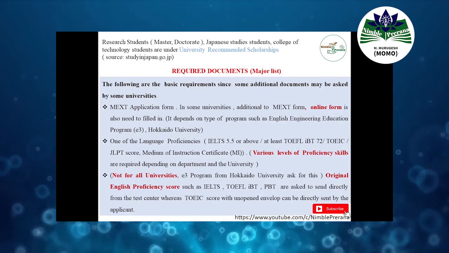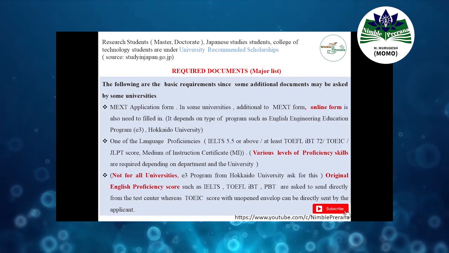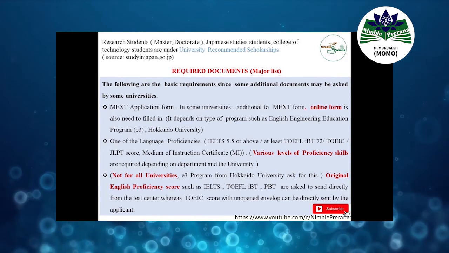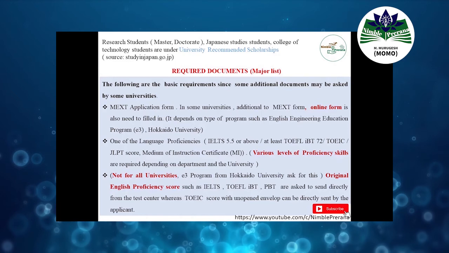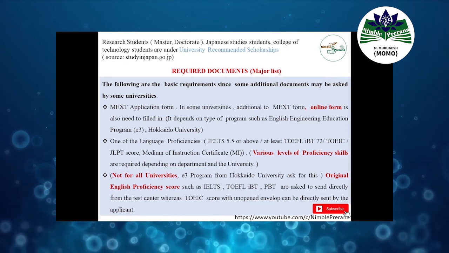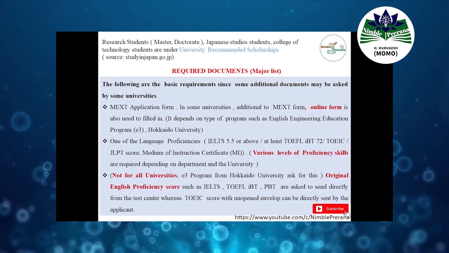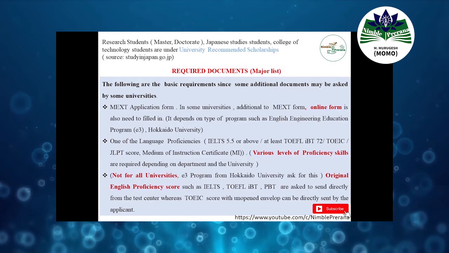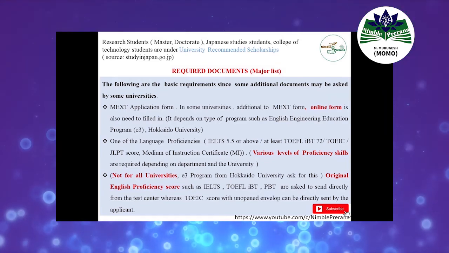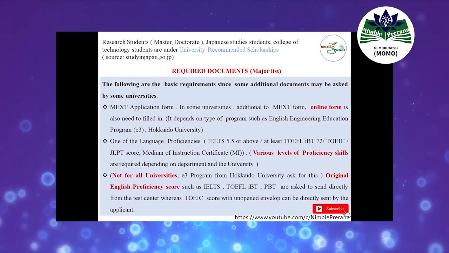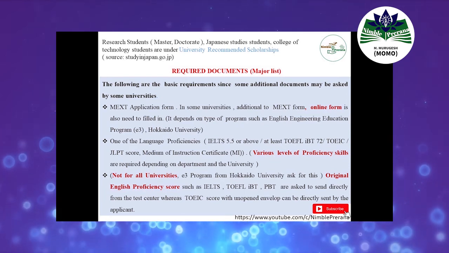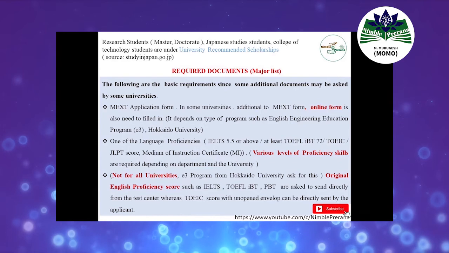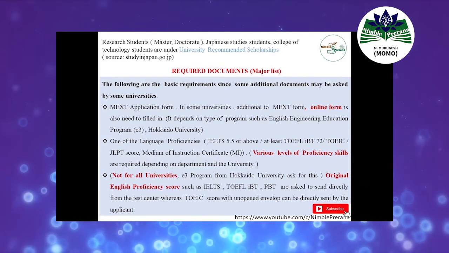One is the language proficiency. Most universities ask for this. They accept IELTS or TOEFL or TOEIC scores, and various levels of proficiency are required depending on the university. For Hokkaido University, they accept it if we have at least IELTS 6. That is not the case for all universities.